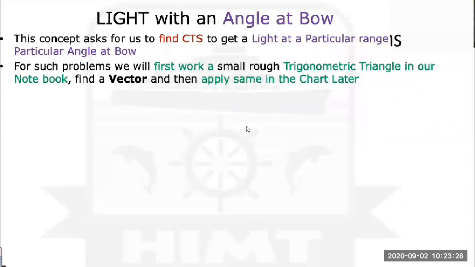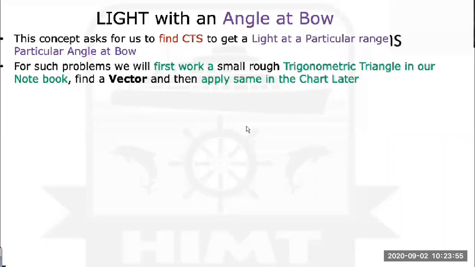Now for these questions, when he's asking only the angle at the bow, you should first do a small triangle solving in your notebook by simple trigonometry, and only then go to the chart, because otherwise you don't have anything on the chart to start with. You have only the lighthouse, that's it. So we'll quickly do a small triangle, find out something, and then apply it on the chart later.